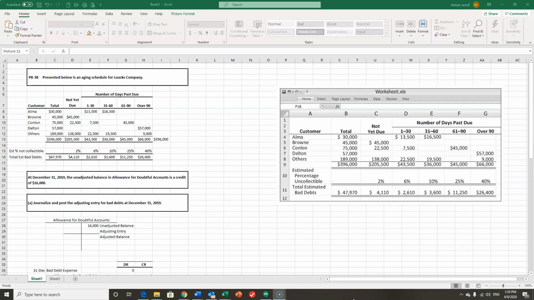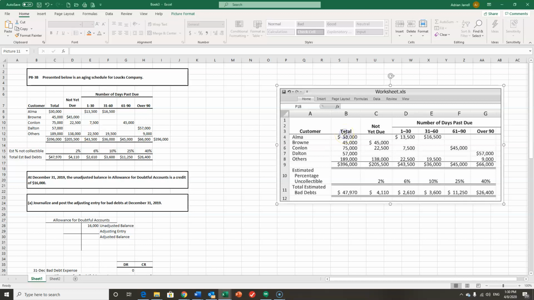I wanted to describe one of the methods of estimating bad debt expense. This is the analysis of receivables method. Sometimes it's called the analysis method or percent of receivables method. Two or three ways to call it. The problem gave us this little picture, which I've transferred over here and turned into an actual Excel spreadsheet.